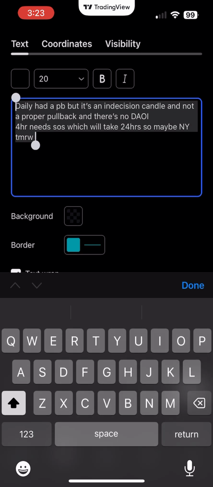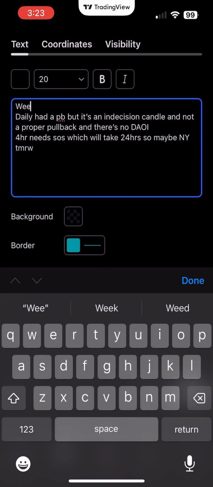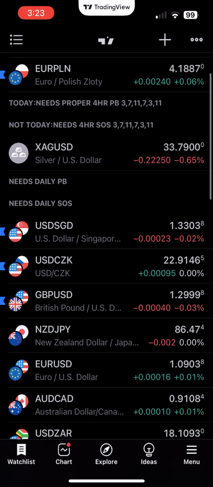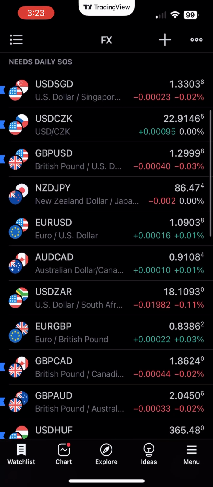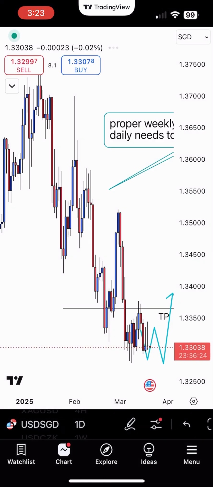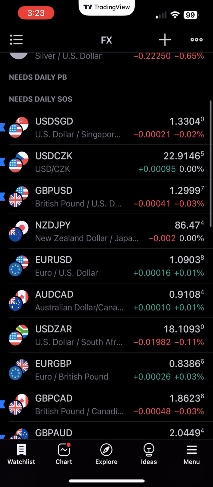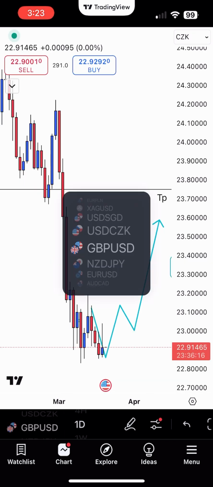Let's see. Yeah, it's a weekly wick continuation, just so I remember. So we just need a proper daily pullback in order to do that because we didn't even pull back to an area of interest. And then going down to all these ones here, these all need a daily shift of structure. So if we go into it, you can see that this will probably need to make a low. It already made a low, so it needs to make a high, but it's going to be too close to the take profit. So we needed to pull back deeply.